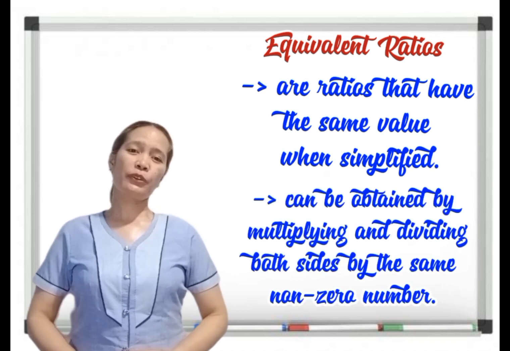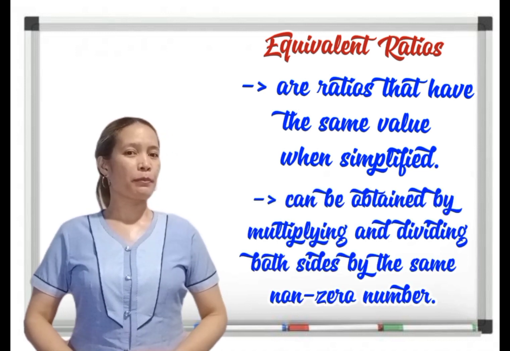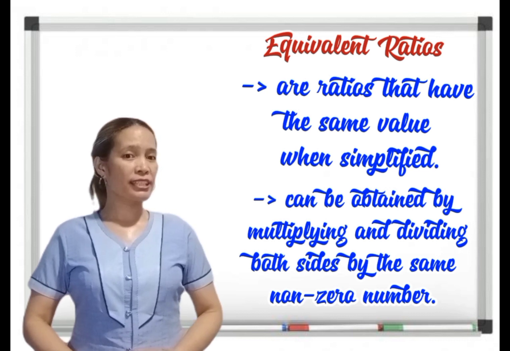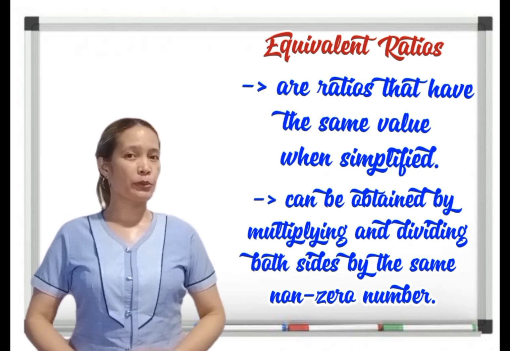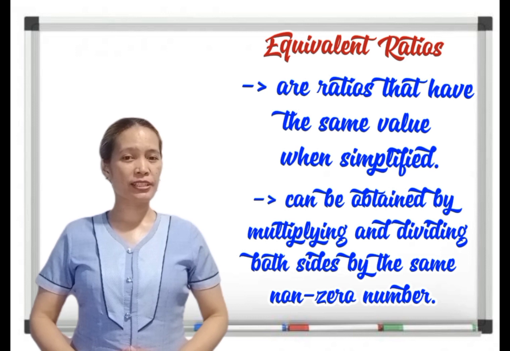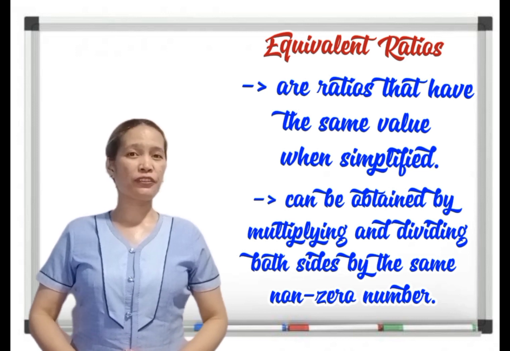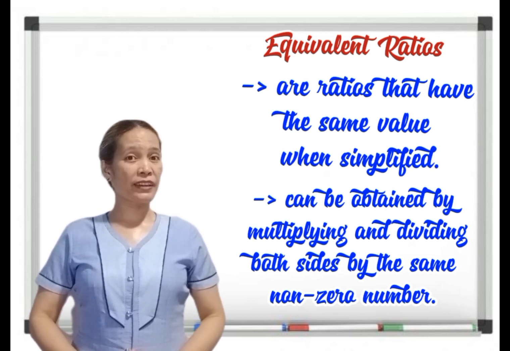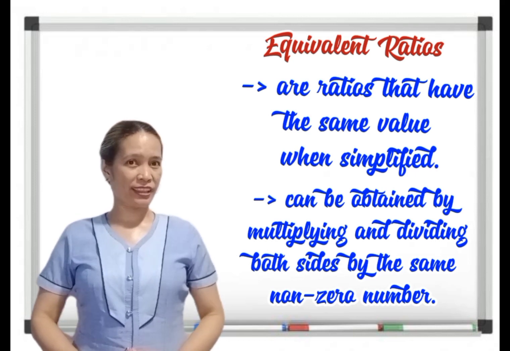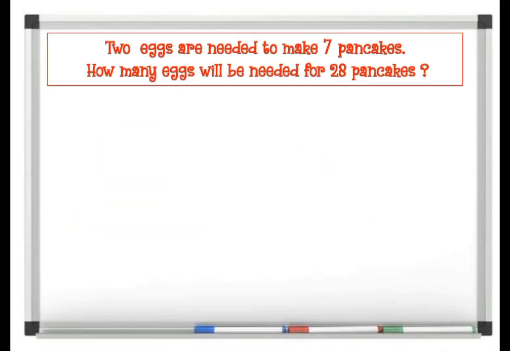Next, equivalent ratios can be obtained by multiplying or dividing both sides by the same non-zero number. In other words, para makuha ang equivalent ratios, kailangan i-multiply o i-divide ng parehas na number ang given na ratios. Let's have an example. Let's start with this word problem. 2 eggs are needed to make 7 pancakes. How many eggs will be needed for 28 pancakes?